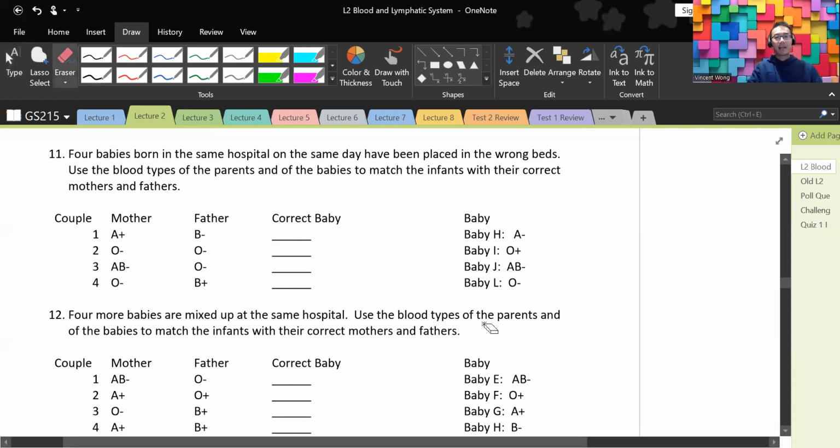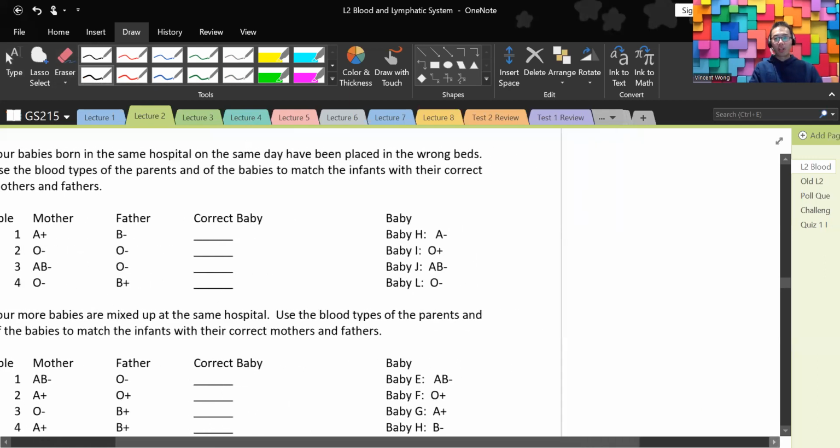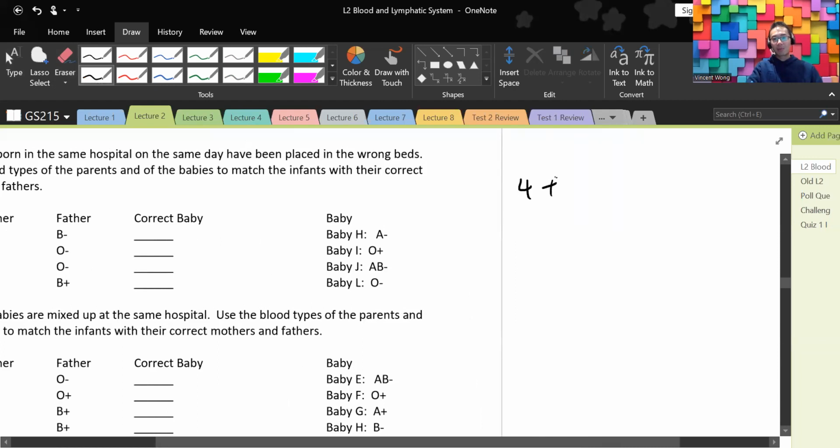Okay, I think I might have done this one already, but you know, what the heck, let's just do it again. Now, in order for us to do these questions, you have to remember 4 things. Okay, 4 things to remember.